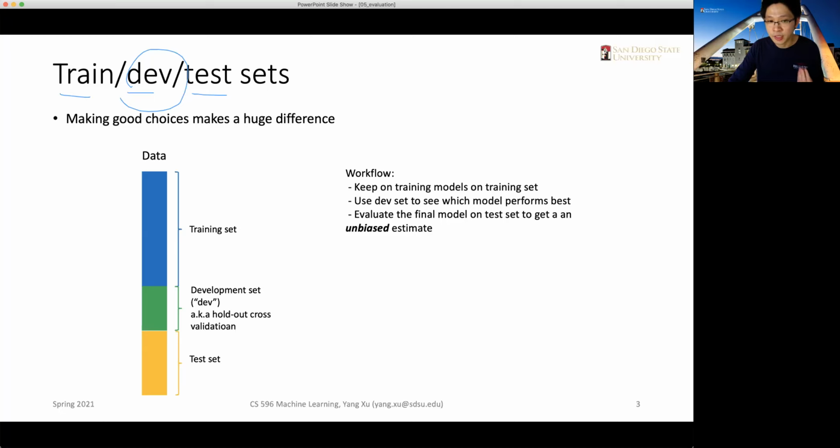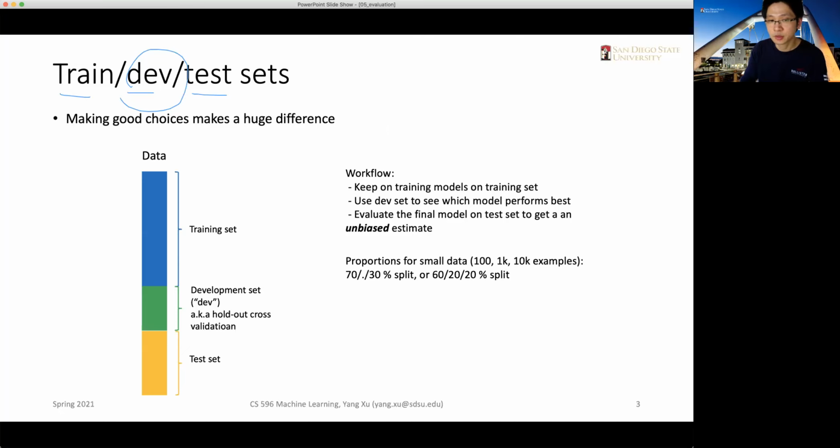So in order to get an unbiased estimate. We say unbiased because the test set is never seen in the training stage. It is a more objective, unbiased estimate for the model. Okay, that is the usual practice.